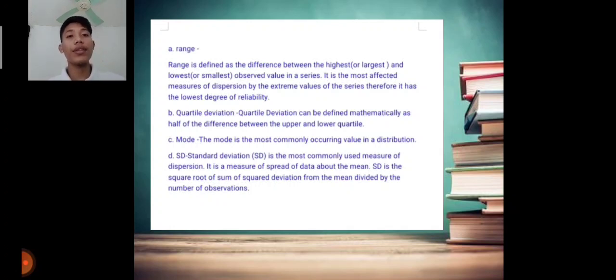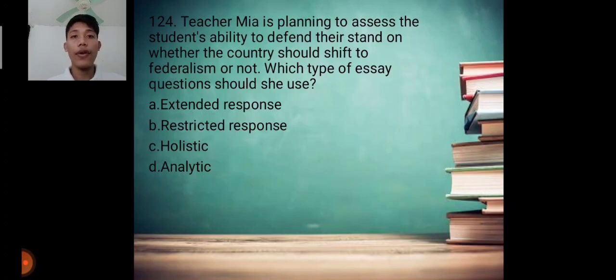So the correct answer is the range. So let's proceed to 124. Teacher Mia is planning to assess the students' ability to defend their stand on whether the country should shift to federalism or not.